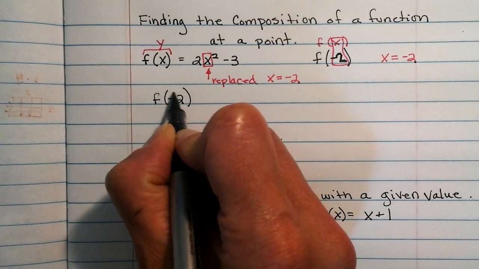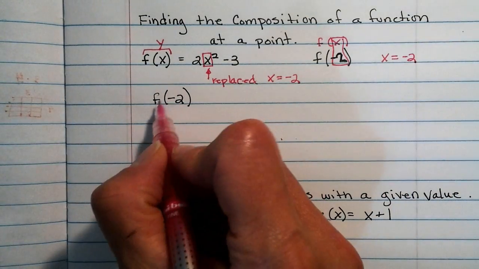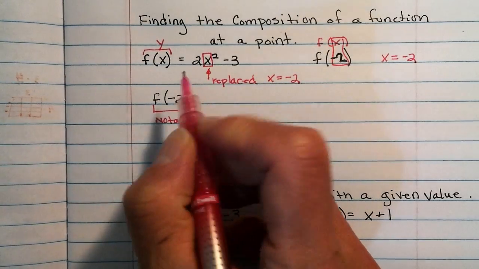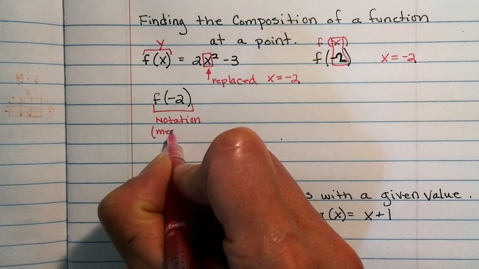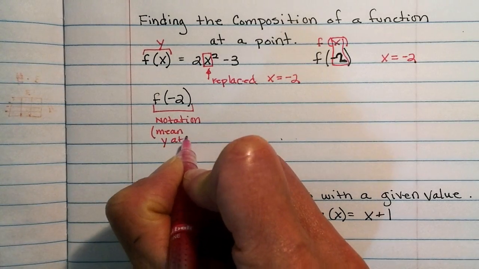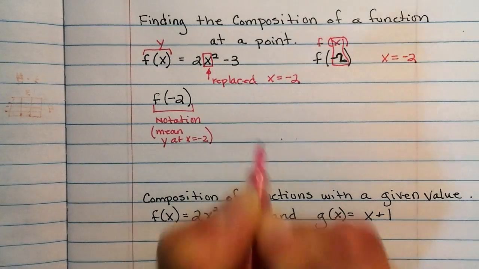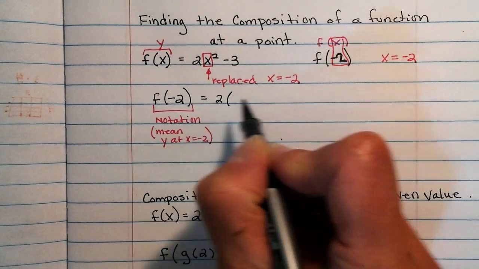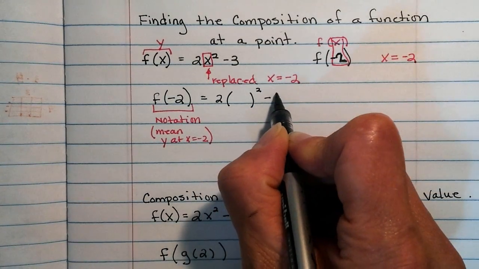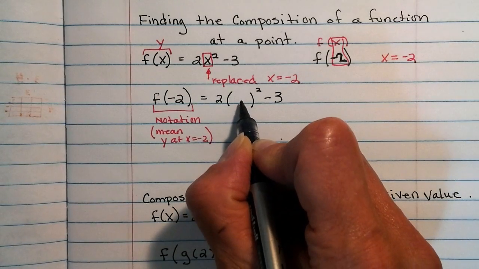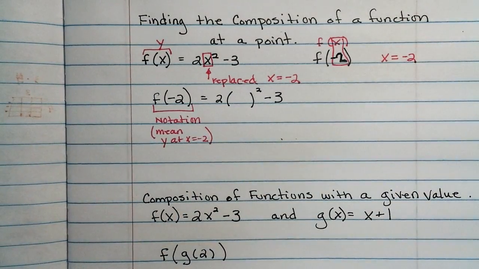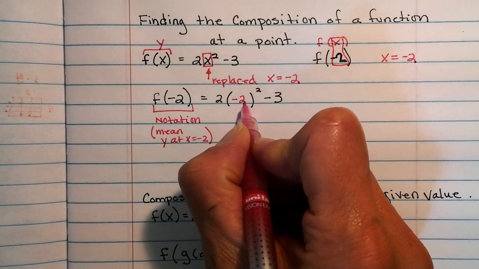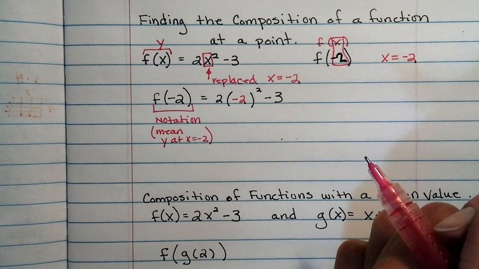No math happens here. This is just notation. I'm going to write that down here. This here is simply notation, and it means y at x equals -2. That's what that means. So f at -2 is equal to 2 times x squared minus 3. Notice I'm replacing my x, so I'm going to put parentheses where I'm replacing my variable. And x is what? -2.